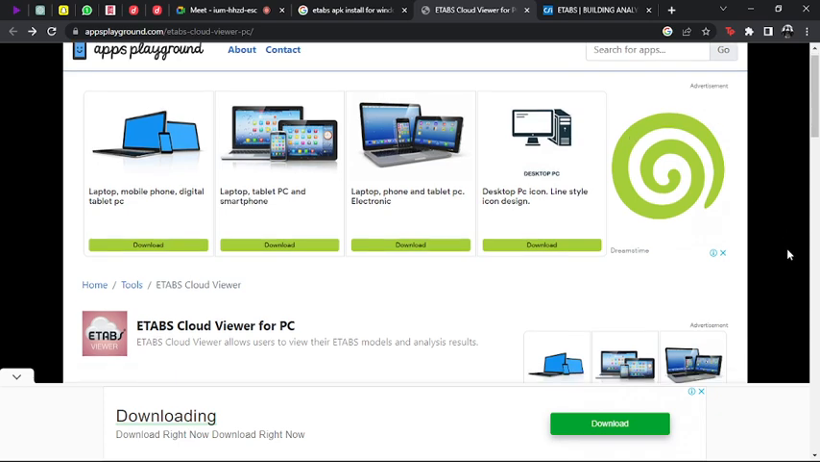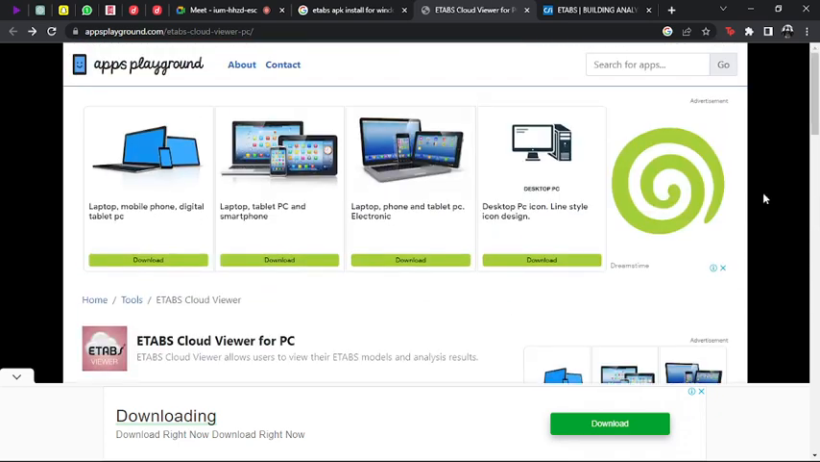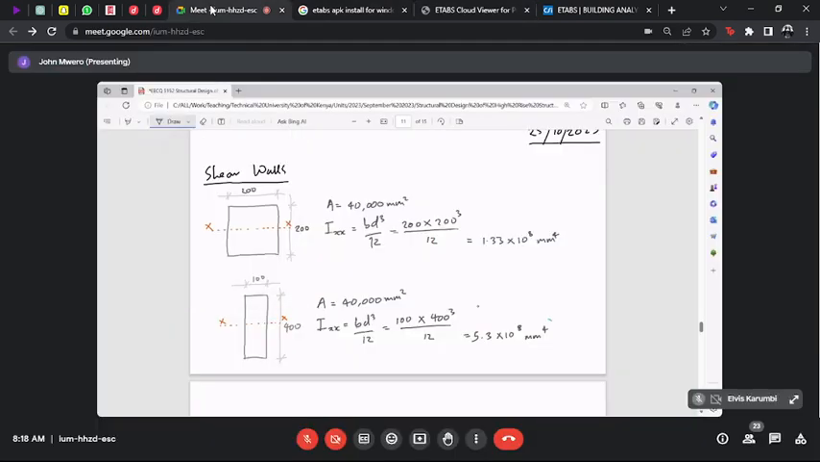But you notice that the I value for this section is much higher. Much higher. It's almost 4 times. Maybe it's even 4 times. It's much higher than for the other. So 5.3, 1.33. Yeah, it's 3.98 times. So it's almost 4 times just by rearranging the material on the cross section.